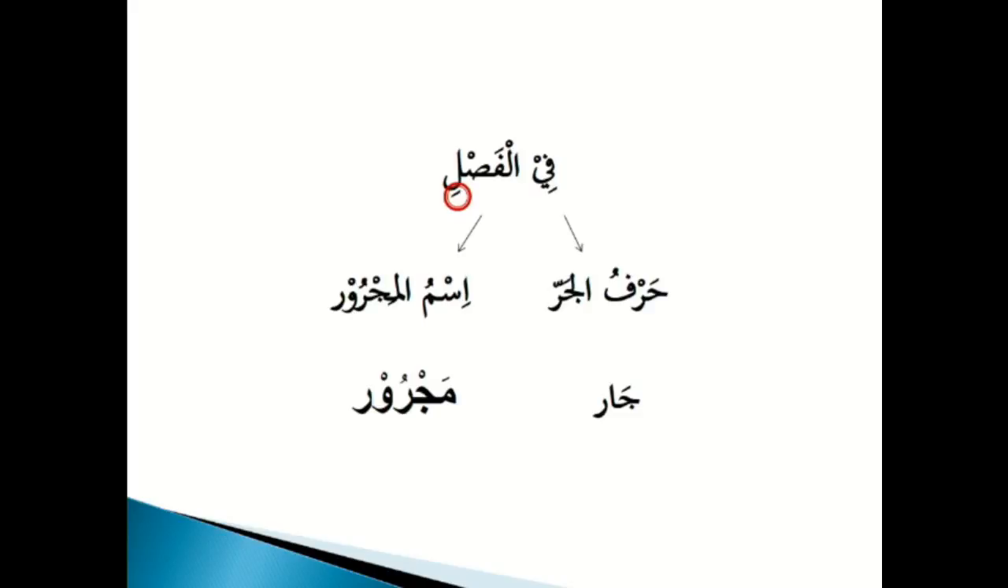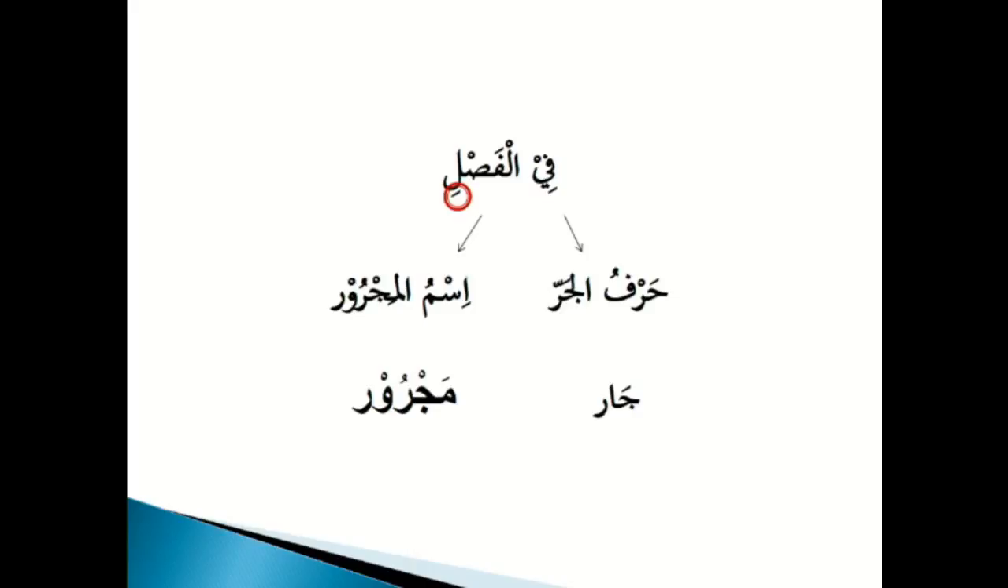Harful jar. Everyone got that? There's about 17 huruful jar. The word following the harf of jar will always be in halat jar. Harful jar, the word coming after is the ism, the noun that is majroor. Quick way to say it, jar majroor. Okay? So, mashallah, I think everyone got it.